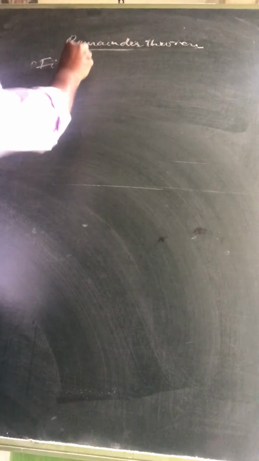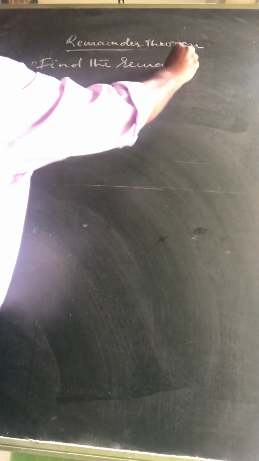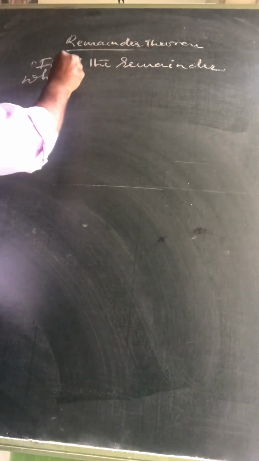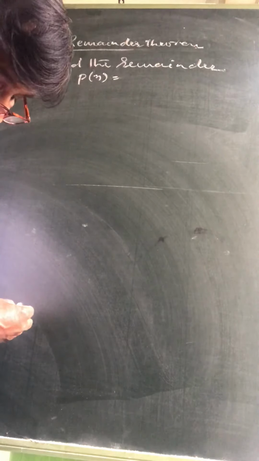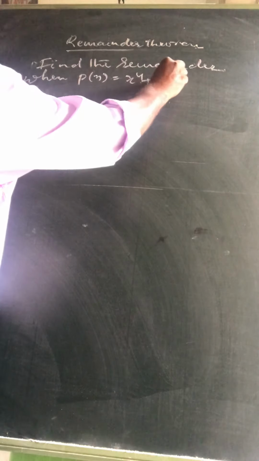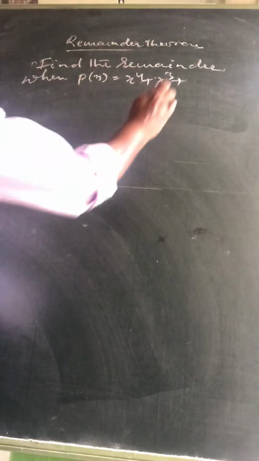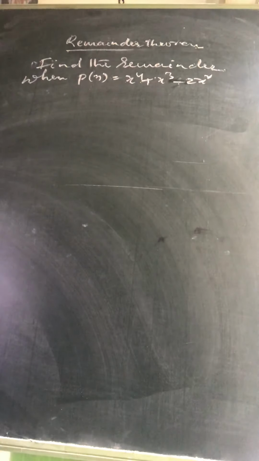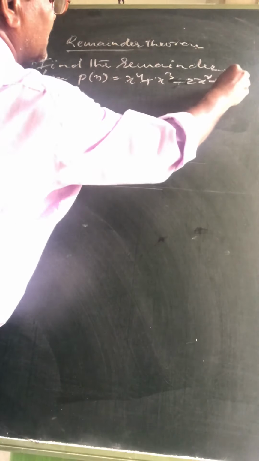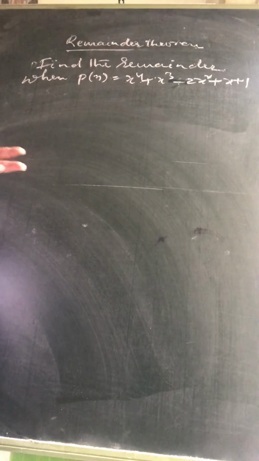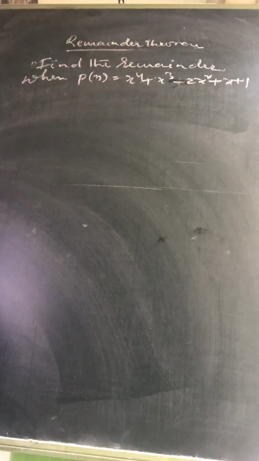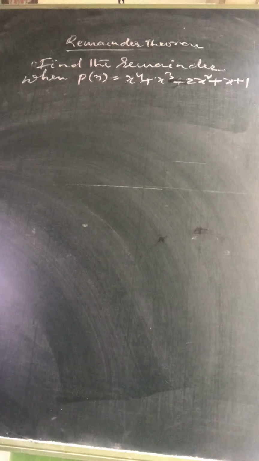Find the remainder when p of x is equal to x to the power of 4 plus x cube minus 2x square plus x plus 1. So this is a polynomial of degree 4. I said that the dividend can be a polynomial of any degree. So here p of x is equal to x to the power of 4 plus x cube minus 2x square plus x plus 1.